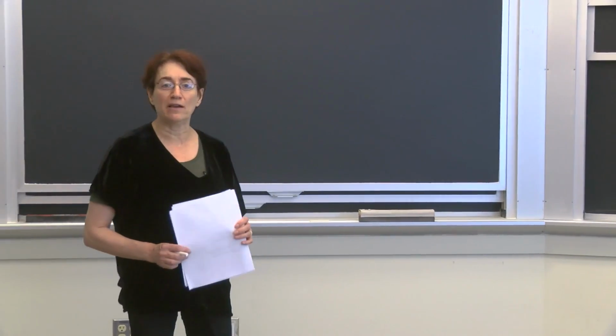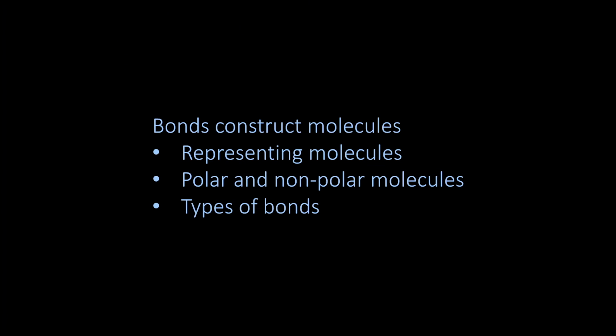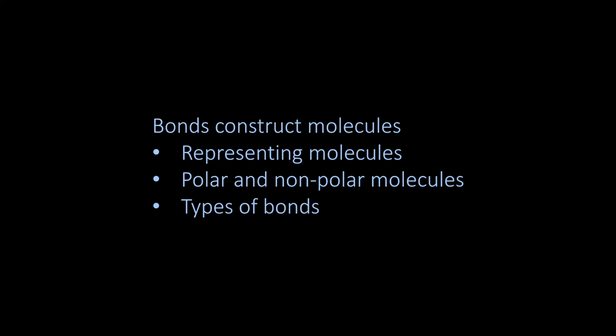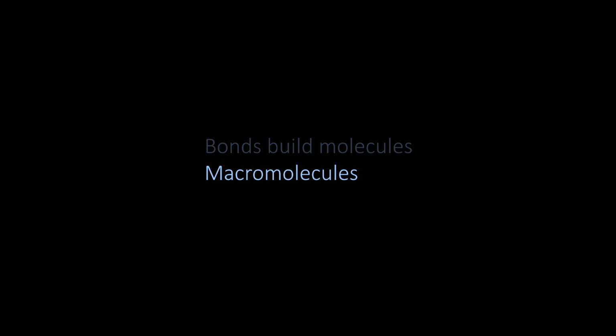At this point during our lecture, you should understand that bonds construct molecules. You should have had some practice with representing molecules and should be able to draw a line angle diagram or know where the carbons and the hydrogens are on a line angle diagram. You should be able to recognize polar and nonpolar molecules, and you should know something about recognizing different types of bonds. So let's move on to the second big topic today, which are the macromolecules.